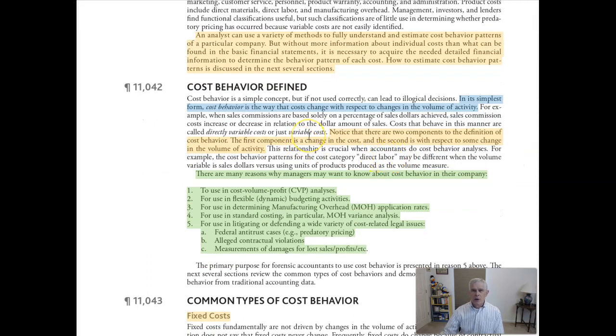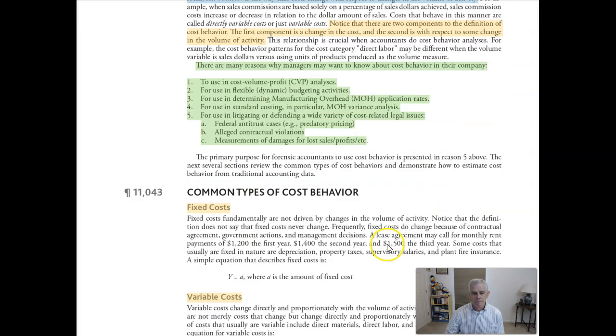Now, hopefully this part of the chapter is just review for you. Cost behavior deals with the way costs change with respect to changes in the volume of activity. It's just a general definition of cost behavior. We're getting into variable cost, fixed cost, mixed cost, step cost, things like that. Now, managers within the company use this information in a variety of ways, like number one here, cost volume profit analysis, budgeting, overhead variances, and other items.